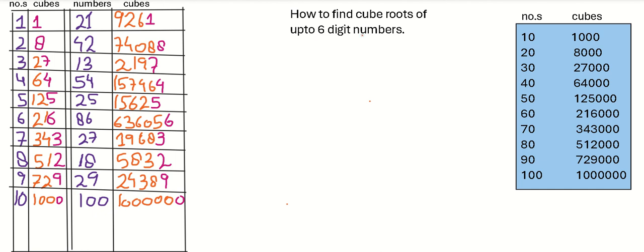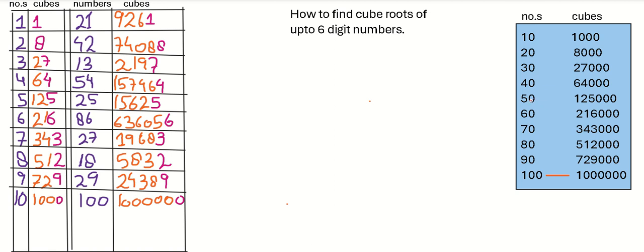In this video, we are going to look at how we can find the cube roots of up to 6-digit numbers. And of course, 6-digit numbers are those numbers which are less than a million. 1 million is the cube of 100. So we are going to be looking at cubes of numbers which are less than 100. Or we can say that we'll be looking at cubes of 2-digit numbers and how we can find their cube roots.